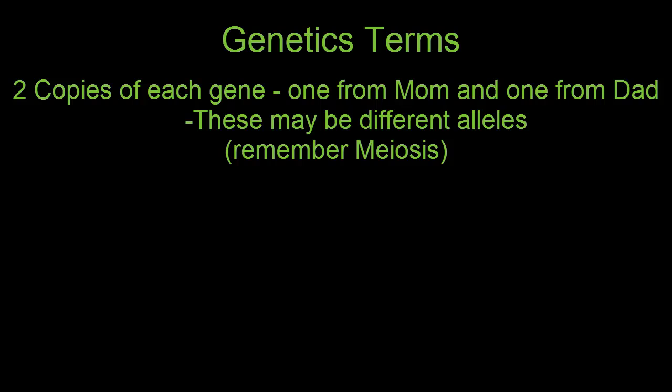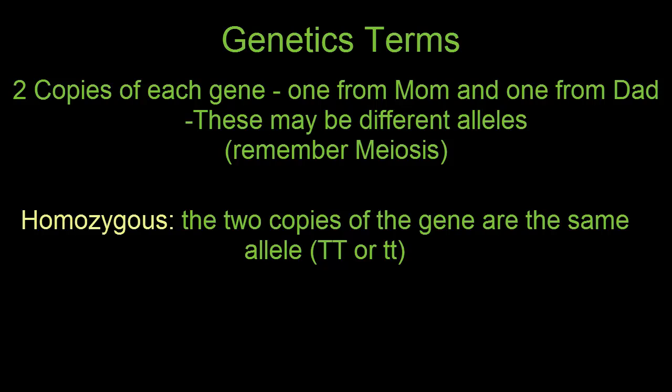There is an additional fact I'd like to discuss. As you know, when a cell goes through meiosis, it produces 4 copies of itself, and each one contains a single copy of a gene, a single version of each chromosome. So an individual gets 2 copies of each gene, one from mom and one from dad. These may be different alleles. If you get 2 copies of the gene that are the same allele, capital T, or lowercase, you're what's called homozygous. Remember, homo means same.